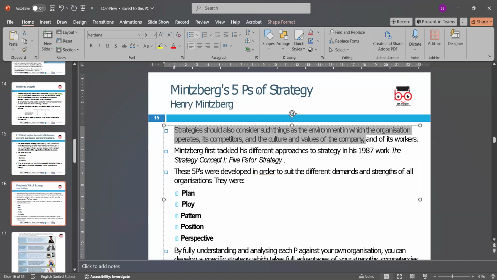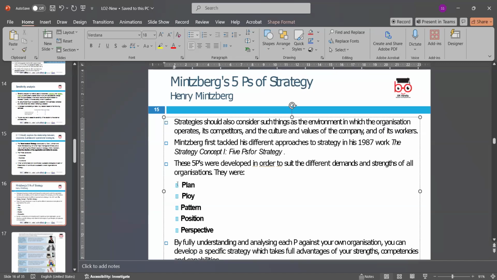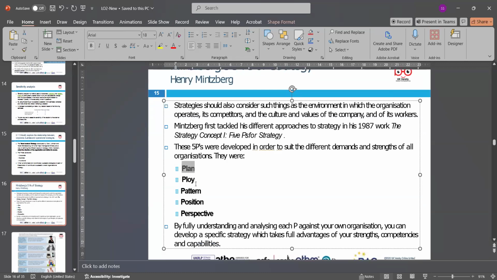So Mintzberg is also putting emphasis on this point: when you are making a strategy, don't focus only on this side. Don't make just a plan. He is saying you need to focus on ploy, pattern, position, and perspective also. What these five elements are, I will explain to you.